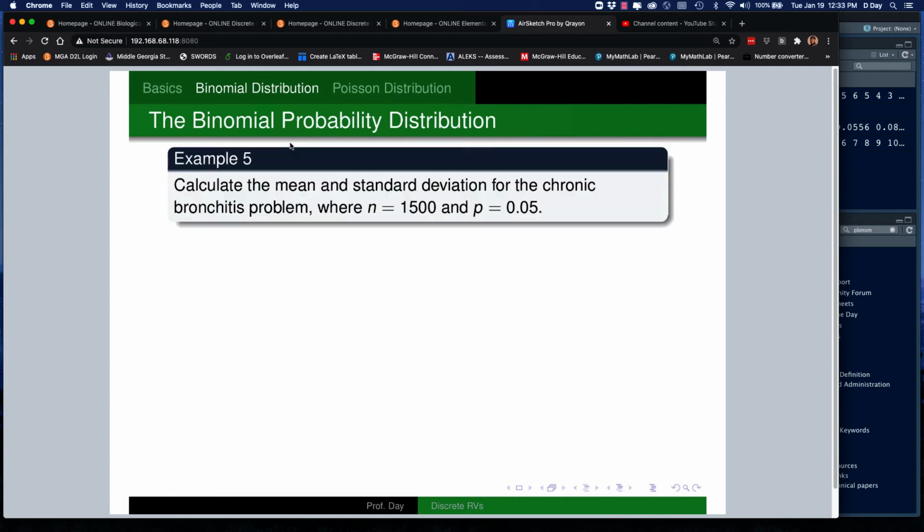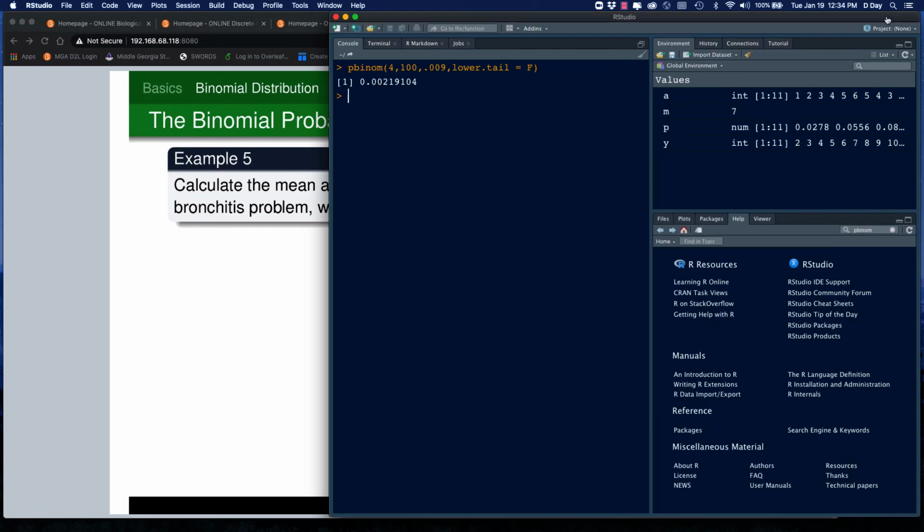Let's do a quick example of that, and we'll move on to Poisson real quick. So we just want to calculate the mean and standard deviation from that chronic bronchitis problem where we had n equals 1500 and p equals 0.05. It should be noted that we need q as well, but that's just 1 minus p. And again, I'm going to do this entirely in R instead of writing it down here on this slide. But I'm going to define those three variables in R to start with, and I can use them.